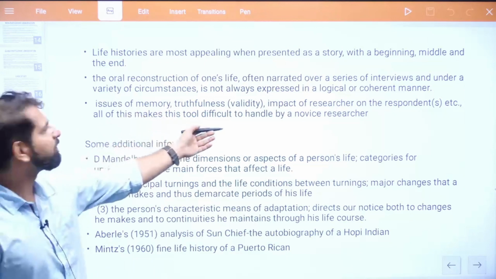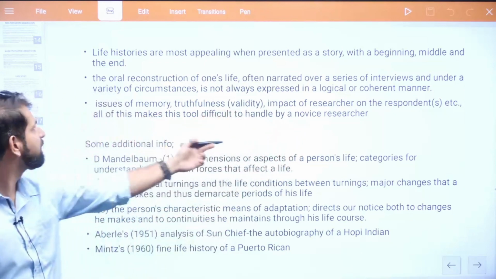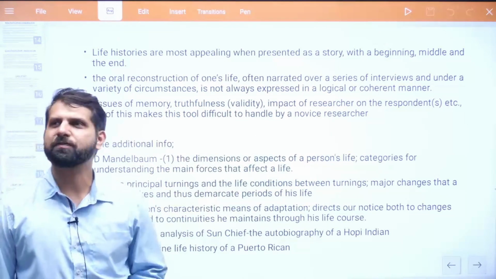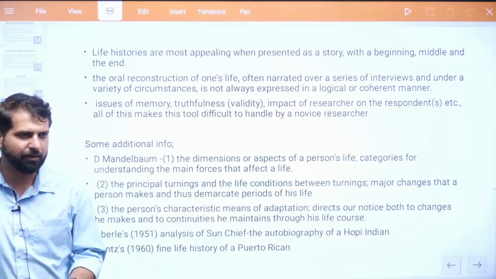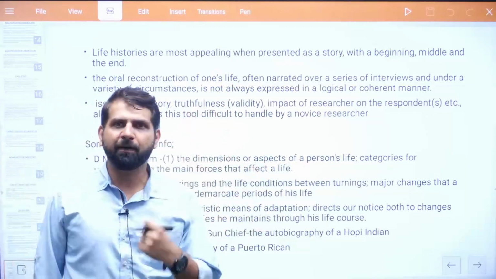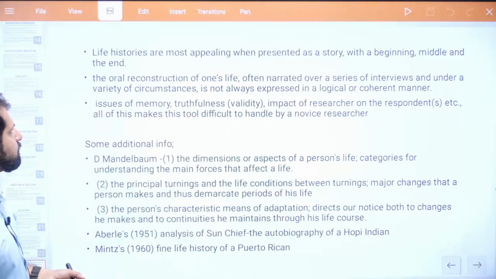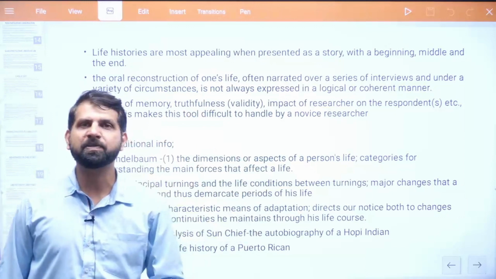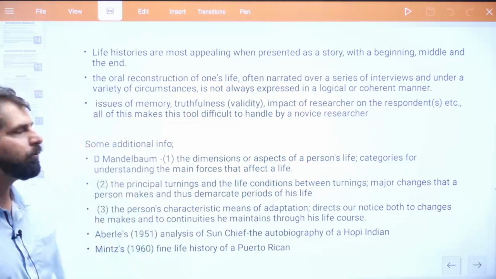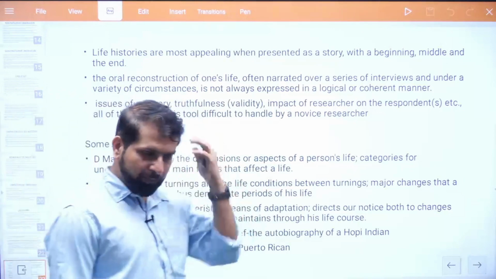Issues of memory. Again, the issues of validity are there. Impact of researcher on respondents. All of this makes it a difficult tool to handle by a novice researcher. So if someone is very amateur in doing fieldwork or conducting life history, validity might be a very big issue. Impact of researcher on respondent means how the questions are being asked, whether they are being interrupted or not, all of that will be accounted. And these are some important additional information which you can mention.